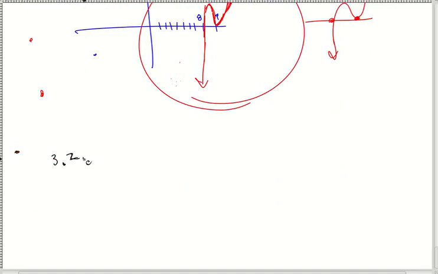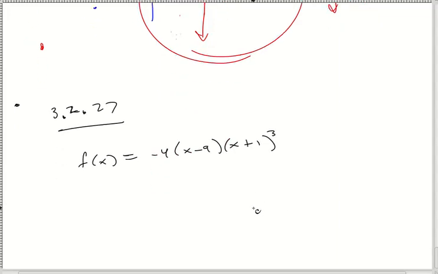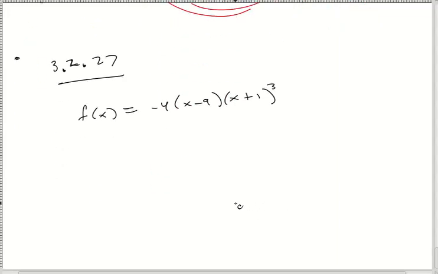3, 2, 3, 2, 27. F of x. We're going to do a lot more of that, obviously. F of x is equal to negative 4 times x minus 9 times x plus 1 cubed. And they want pretty much the same thing. I'm going to graph it, but let's go through this much quicker because we know what's going on. Right here, I got x equals 9, multiplicity of 1. This number, this 1, is an odd number. And therefore, we're going to cross the x-axis there.